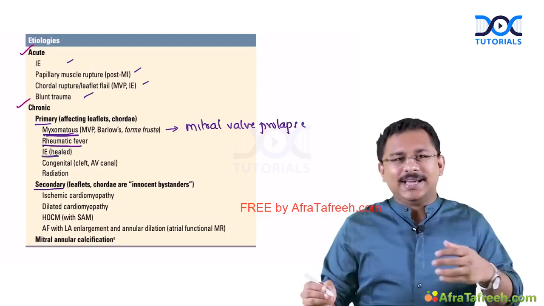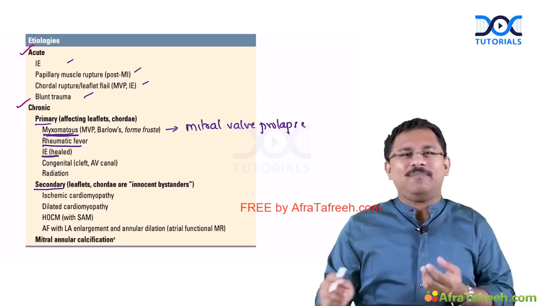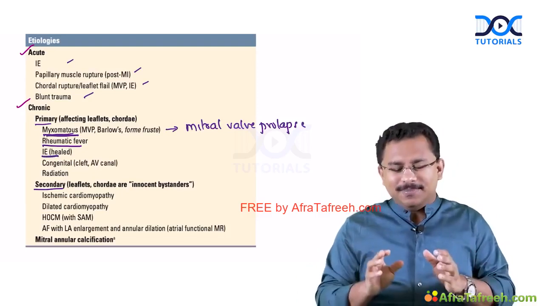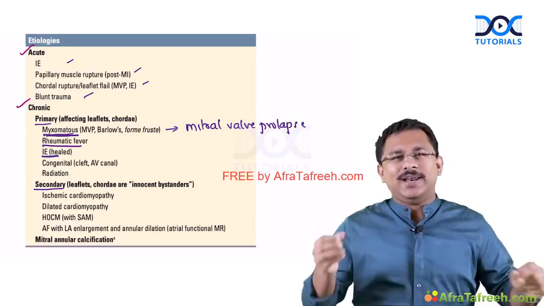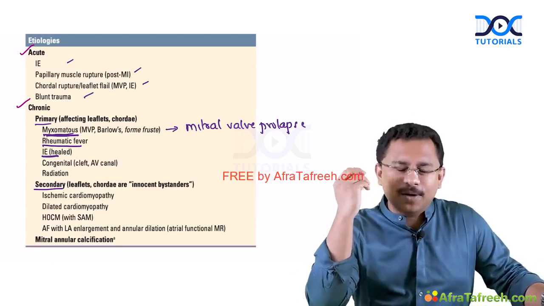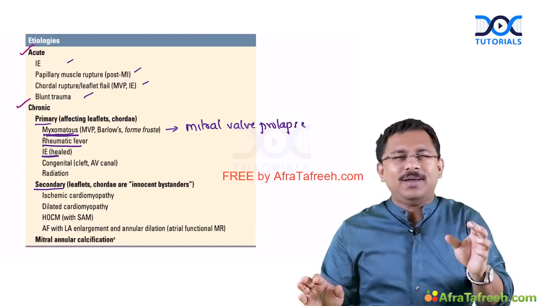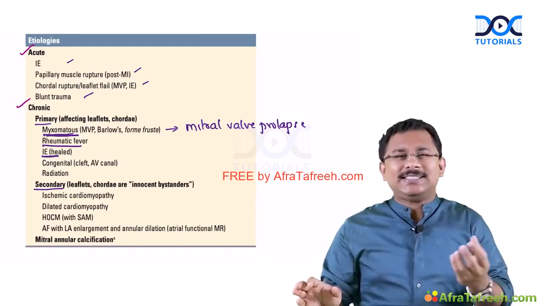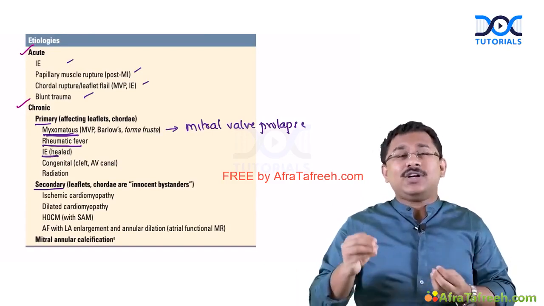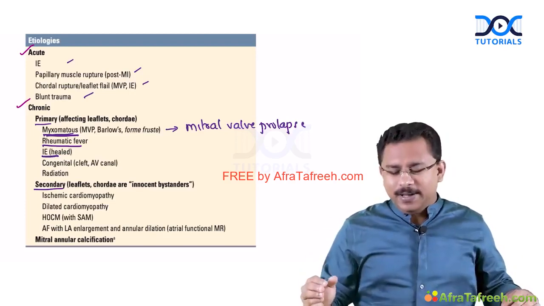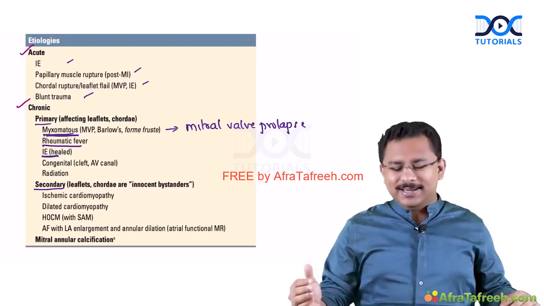Infective endocarditis, I told you, can cause acute MR. So remember, it can lead on to chronic MR as well, because it can perforate the mitral valve leaflets as well as cause valve deformities. It can cause vegetations in the valve. It can even cause the rupture of the chordae tendineae. All this can lead on to a mitral regurgitation.